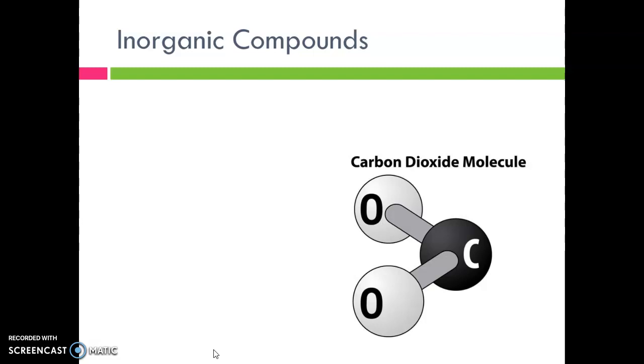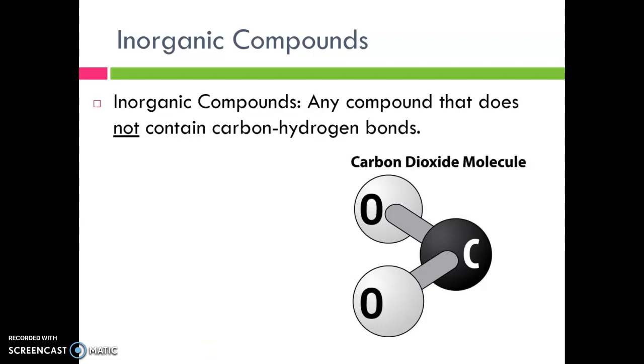Okay, so inorganic compounds are things that do not contain carbon-hydrogen bonds. So these may be found in living things, but they're not the main building blocks of all of the living things that we're going to be talking about. So some examples of these are CO2, or carbon dioxide, as shown here in that molecule diagram, one carbon bonded to two oxygens. No hydrogens bonded to that carbon, so that's what makes it inorganic.